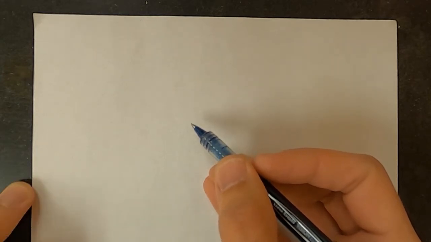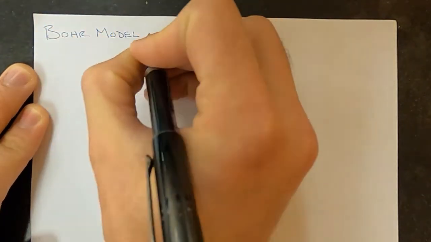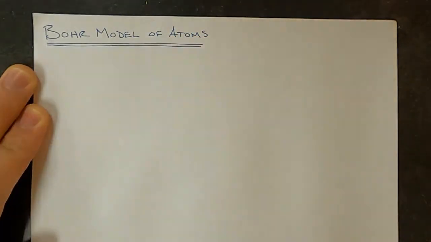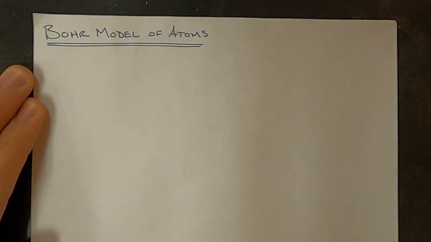It wasn't until somebody developed an idea of what they thought atoms could look like, or how electrons would move within atoms, and that person's name was Niels Bohr, and so his idea, his theory, became known as the Bohr model. And his model explained why electrons don't just spiral into the nucleus.